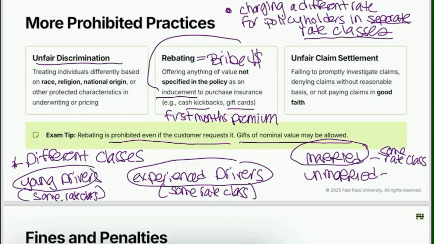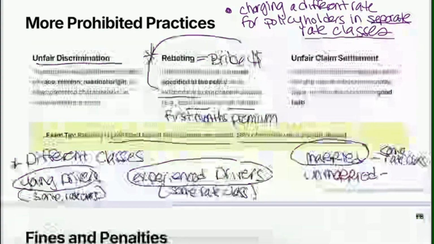Offering anything of value not specified in the policy as an inducement, as a bribe, something that makes it more attractive for them to come close this policy is not allowed. It is considered rebating, right? There are also unfair claim settlement practices. So you can also get in trouble for failing to promptly investigate claims, denying claims without reasonable basis, or not paying claims in good faith or within an appropriate amount of time. They could say all of the following are unfair claims processes, except, and they say denying a claim.